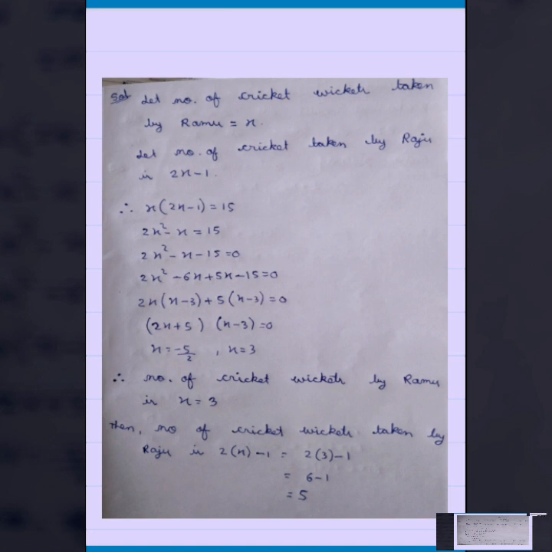So the number of wickets taken by Ramu is x, that is 3, and the number of wickets taken by Raju is 2x minus 1. So it's 2 into 3 minus 1, so 6 minus 1, it's 5. So moving into the next sum.